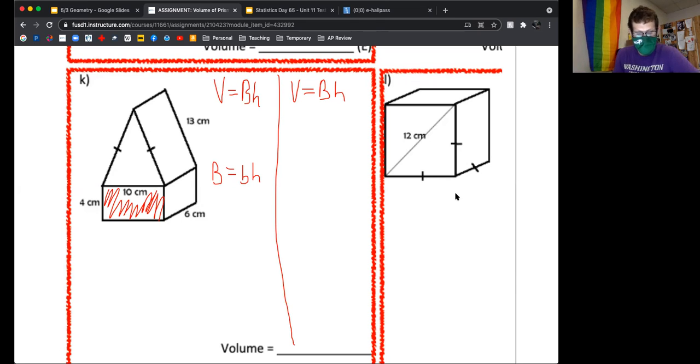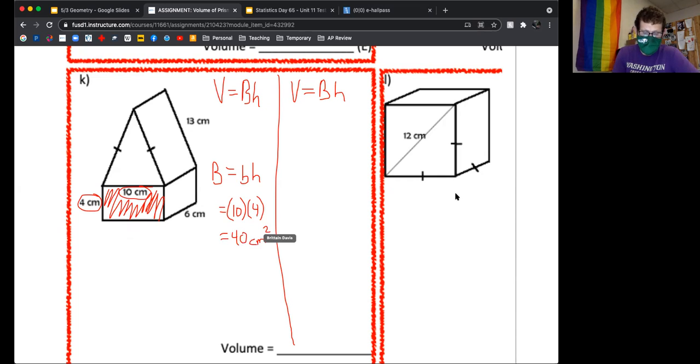So for this particular face that we're calling the base, what's the base and what's the height? 10 would be the base, and notice 4 is the height of that face. It doesn't matter which side we call the base, but yeah, there it is. 10 times 4. So now the area of the base will be 40 centimeters squared.